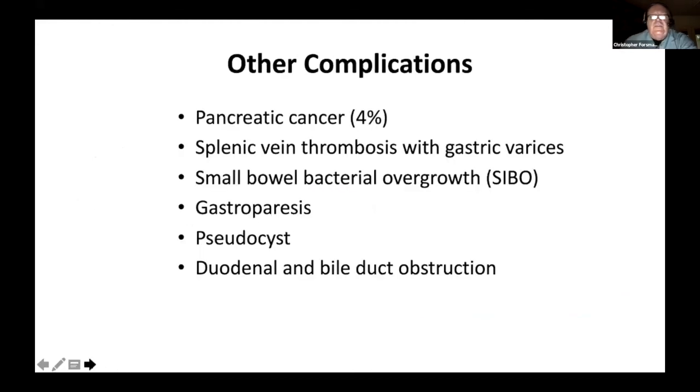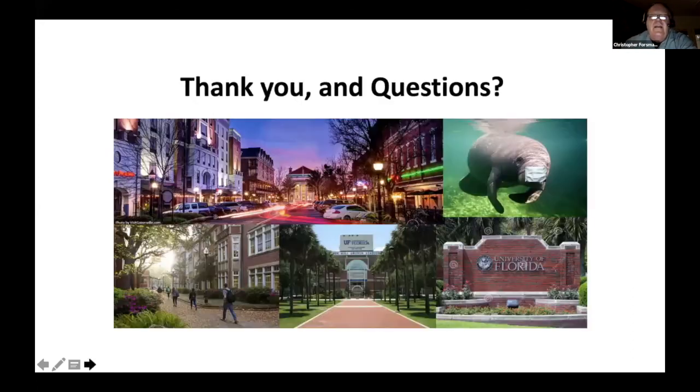And then finally, just to mention that there are other complications, and the one that a lot of patients are worried about is pancreatic cancer, and there is an excess risk of pancreatic cancer. This excess risk is largely in those that continue to smoke. So if you can get patients to stop smoking, that will significantly improve their chances of avoiding pancreatic cancer. And there are some others that I mention here just for completeness, but I won't really be talking about. So that's just a very brief review of chronic pancreatitis in adults.